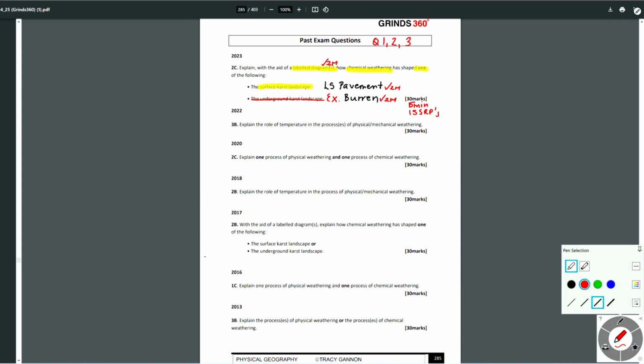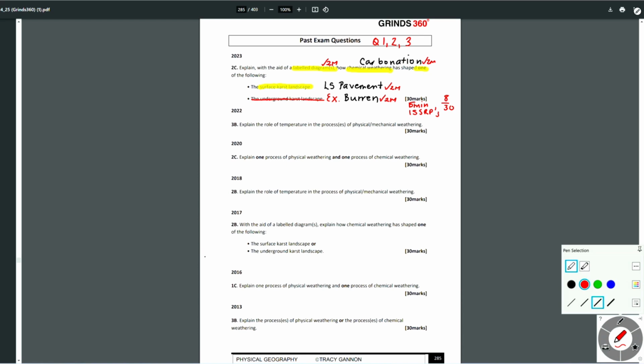But notice there, it also says chemical weathering. My chemical weathering process in this case is carbonation. And for stating carbonation, we'll also get a tick and 2 marks, bringing me up as far as 8 marks out of 30. Now that, from our list, was our third essay.